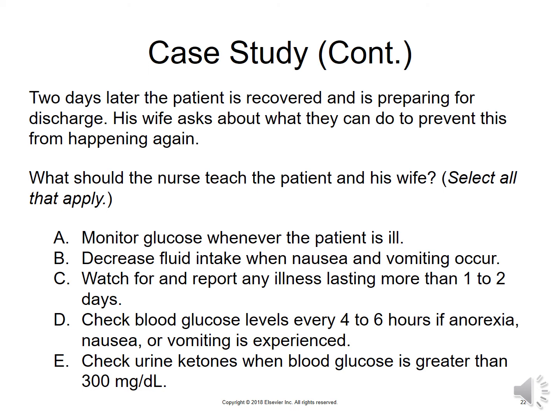Yes, that's true because illness is one of the things that can kick a diabetic over into ketoacidosis. Check blood glucose levels every 4 to 6 hours if anorexia, nausea, or vomiting is experienced. And remember, they're at home now, so yes, every 4 to 6 hours. If they're actually diagnosed with DKA and they come into the hospital, then it's going to be every 1 hour, okay? Check urine ketones when blood glucose is greater than 300. That's true too. So the answer is A, C, D, and E, okay?